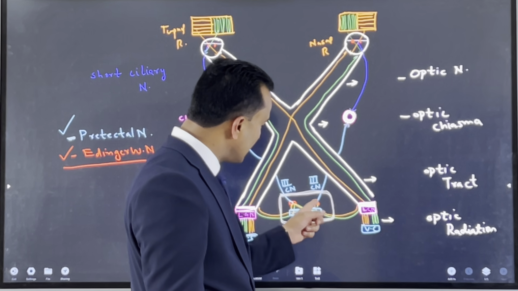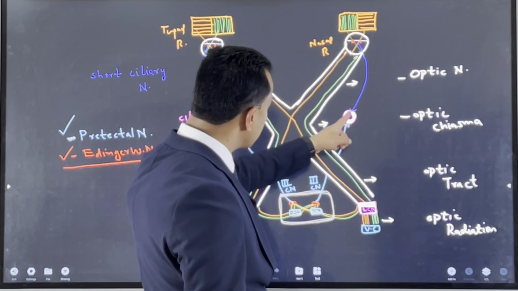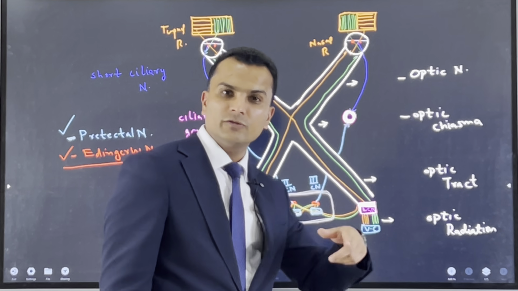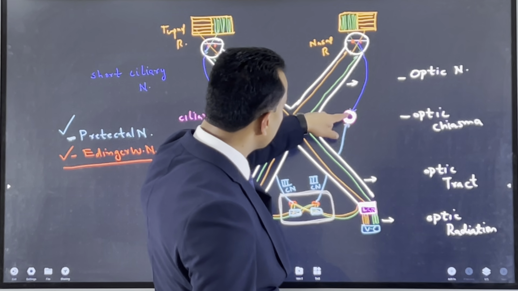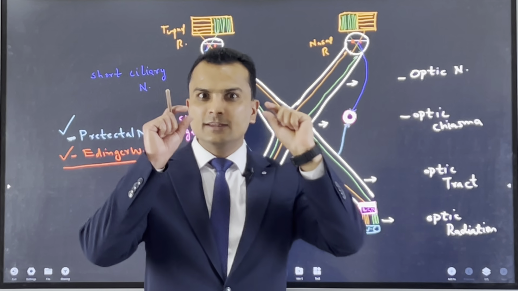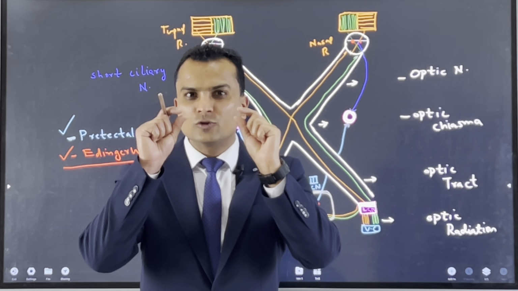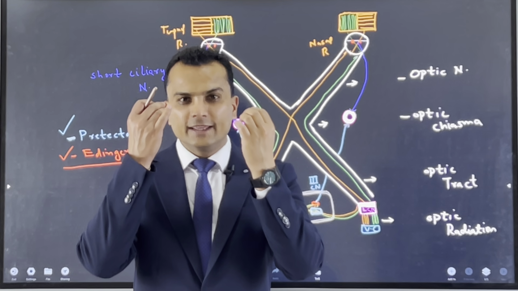Then through the Edinger-Westphal nucleus, these fibers through the third cranial nerve will synapse with the ciliary ganglion. This is the parasympathetic ganglion. From the ciliary ganglion, this information travels to the sphincter pupillae muscles, and these muscles are going to constrict your pupil. This is what happens basically when you throw light in any eye.